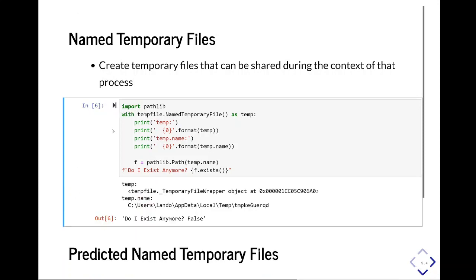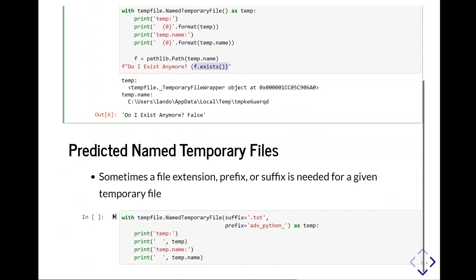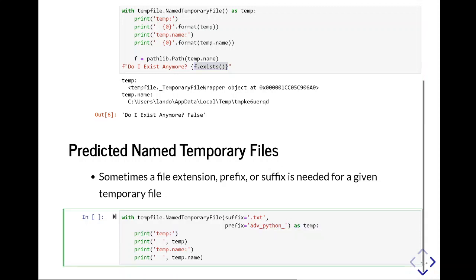So we can go ahead and see that we created our NamedTemporaryFile. We didn't explicitly pass in any information, but we can get the name and check if it exists, and we can see explicitly that outside that with statement, it does get erased even with this type of file. But let's say we need our suffix to be .txt and we want to put a prefix on it so we can identify it with some operation.